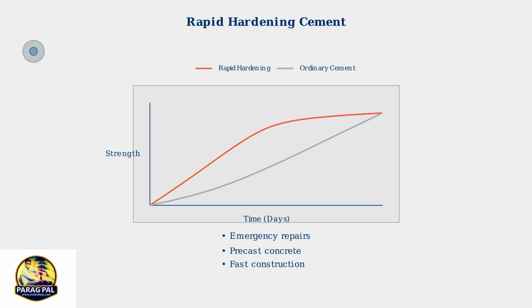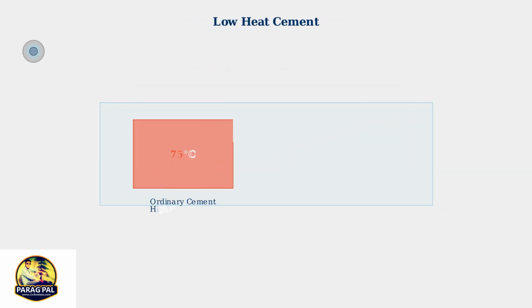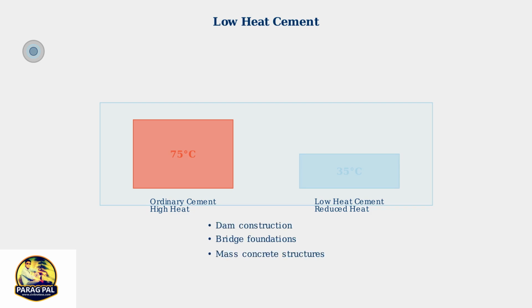Low-heat cement generates significantly less heat during hydration. This prevents thermal cracking in massive concrete structures like dams and foundations, where heat buildup can cause structural problems. Low-heat cement is essential for mass concrete construction, including dams, bridge piers, and large foundations where thermal cracking must be prevented to ensure structural integrity.